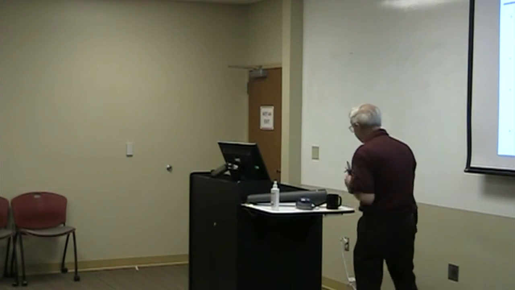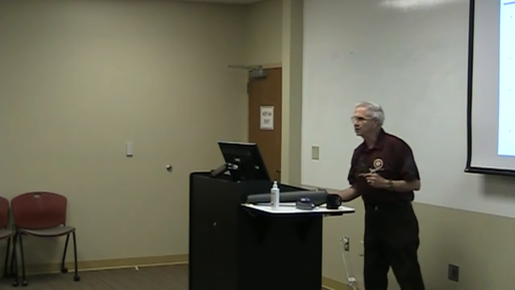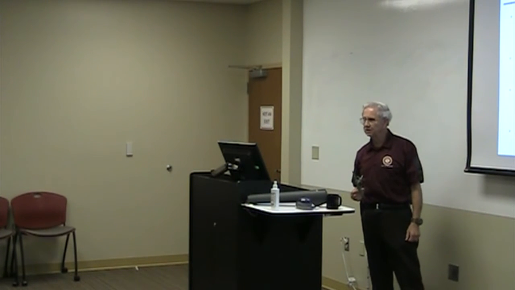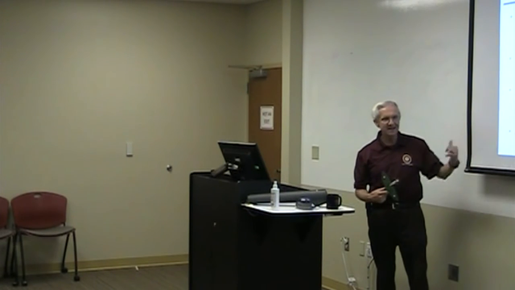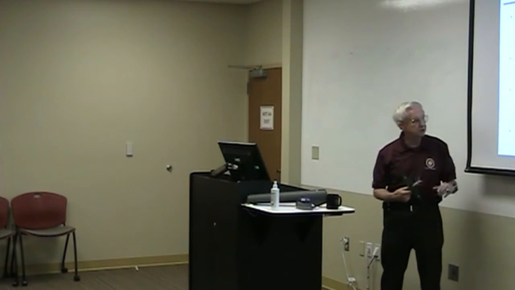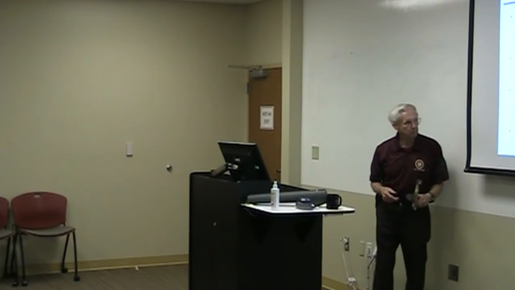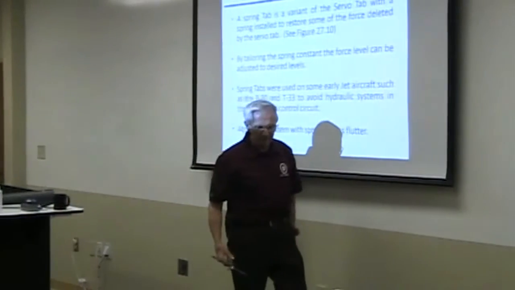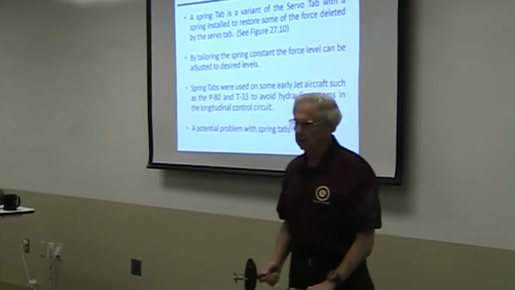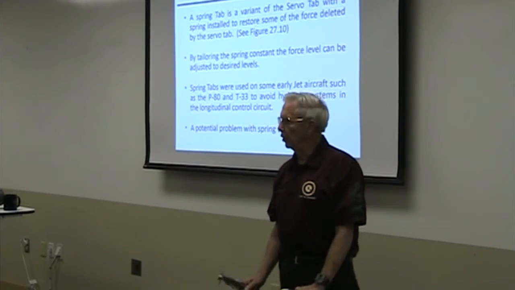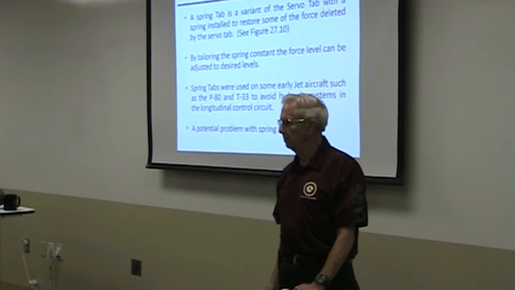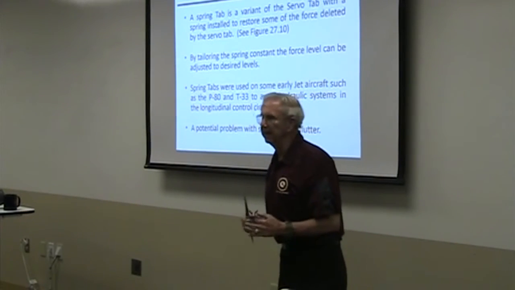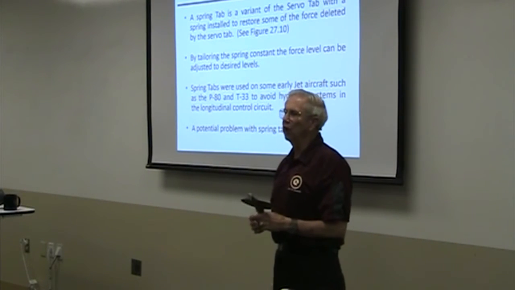But the T-33 just had an irreversible system in the ailerons. It had a reversible system in the longitudinal, and to handle the loads, it used a spring tab. Now, there is a potential problem with any tab. It's called aerodynamic flutter. Aerodynamic flutter can destroy an airplane in less than 1 second.